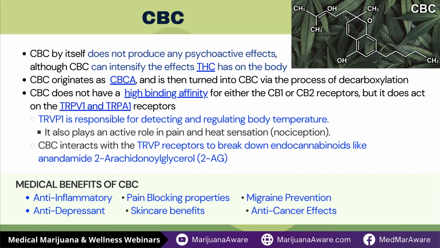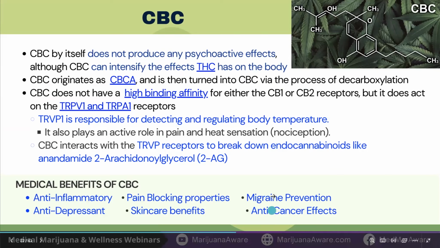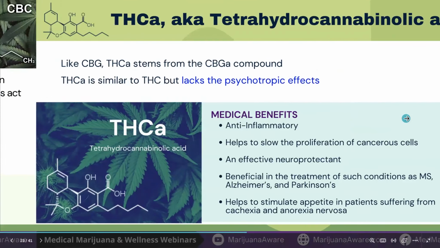Right. And this is where you get a lot of the medical benefits. You mentioned, I think what's important is this is where you get a lot of your pain blocking properties, as well as anti-inflammatory. I think CBC is really known for inflammation and pain blocking, which is really great, but it also helps a lot with migraines. Certainly, yeah. And it's also been shown to have some anti-cancer effects as well. Right. So an important cannabinoid that's out there.